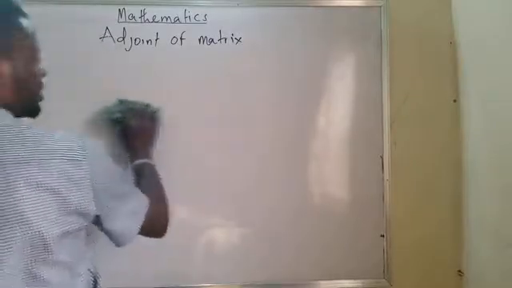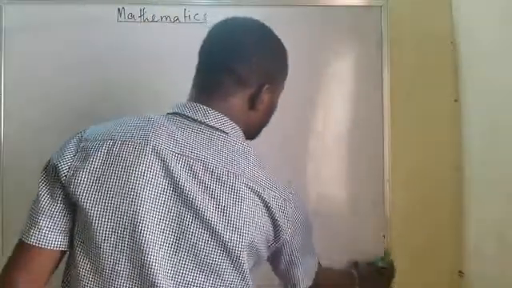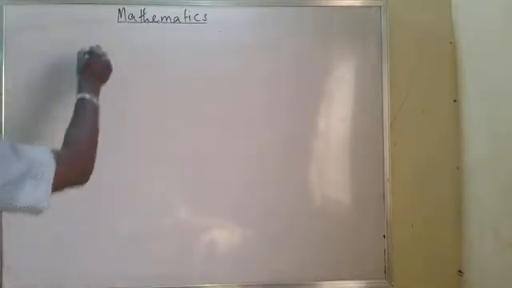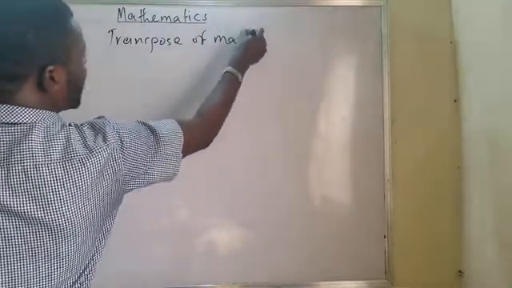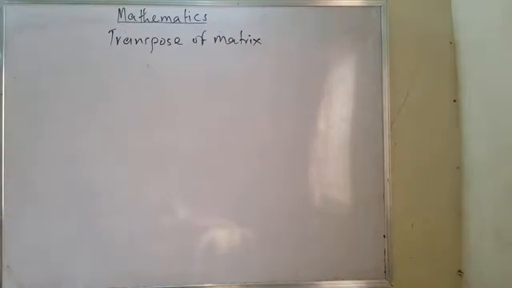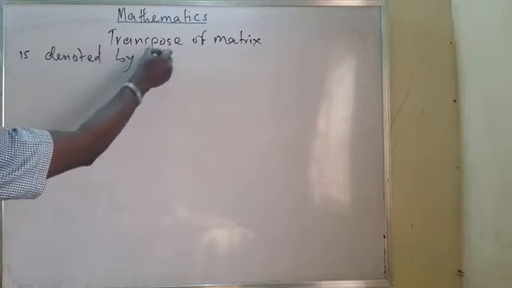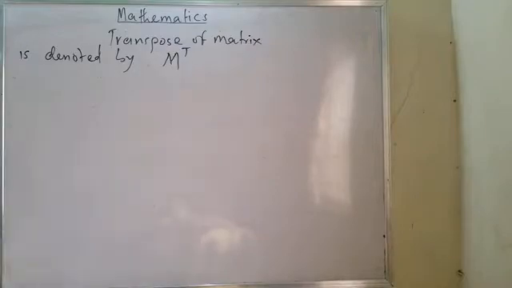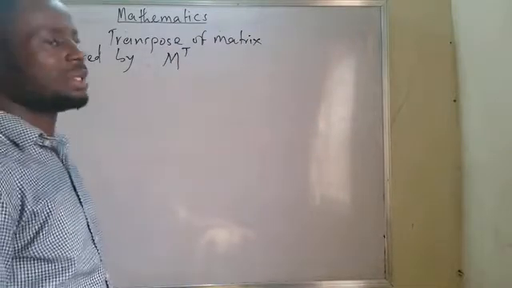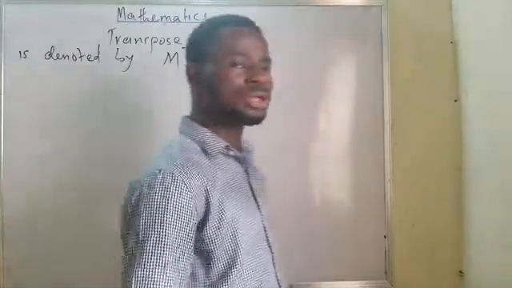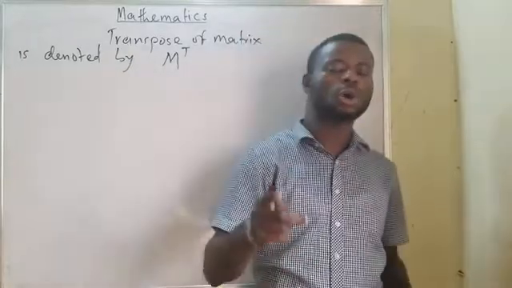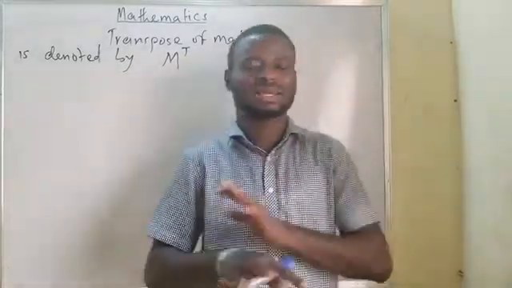Now, if I am talking about transpose, what I need to understand is that you are talking about the transpose of a matrix. It's not hard. The transpose of a matrix is denoted by M^T, which means the matrix raised to the power T. Mostly that is how people indicate or write it. But when you hear the word transpose, it means the row will change to what? Column. The row will change to column.